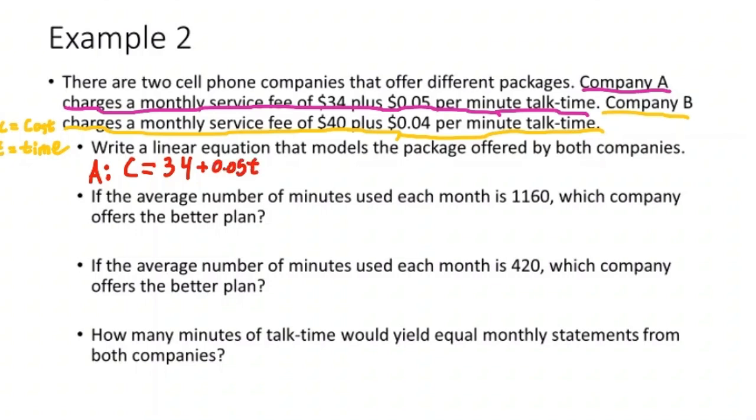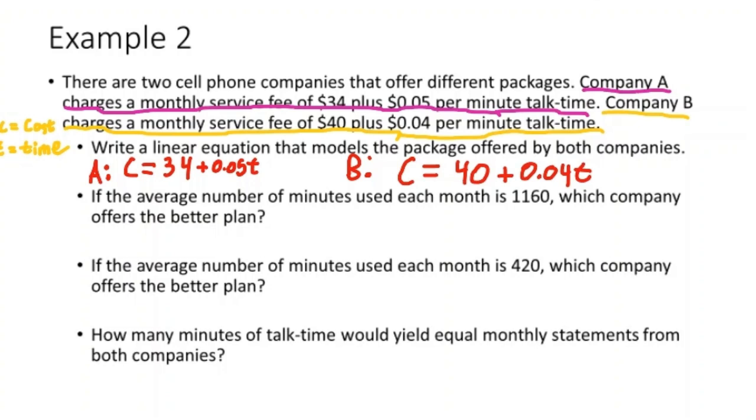So our linear equation that models package A is C equals 34 plus 0.05T. For company B, they charge $40 per month with a 4 cent per minute talk time. It would be the cost C equals, well, we always have to pay the $40 in this plan. Then we're charged per minute 4 cents, so 0.04 times T. Now that we have this information, it's going to make answering the rest of these problems a little bit easier.